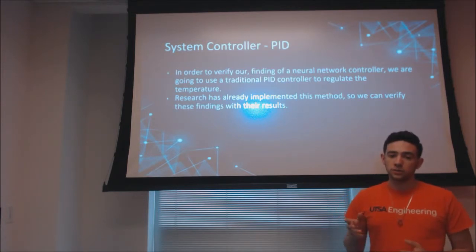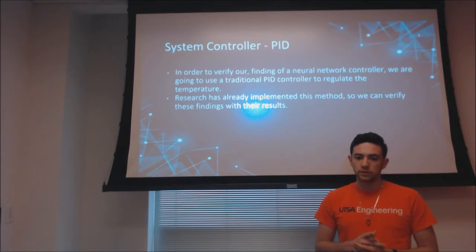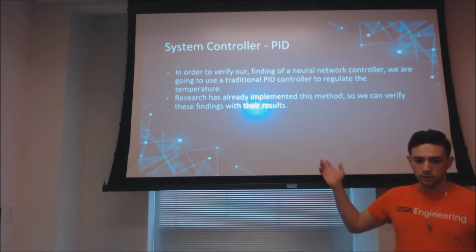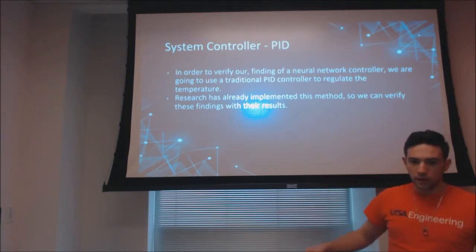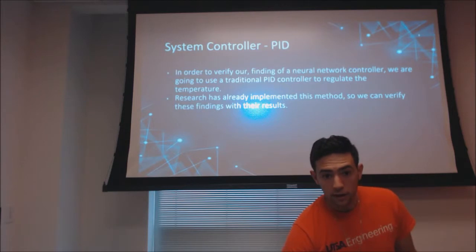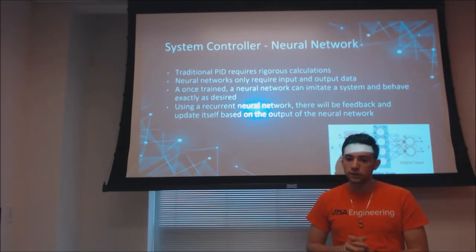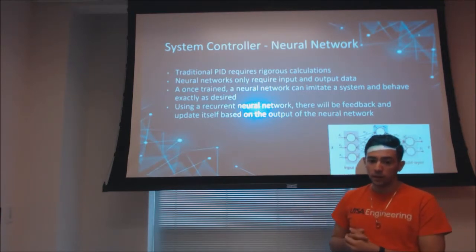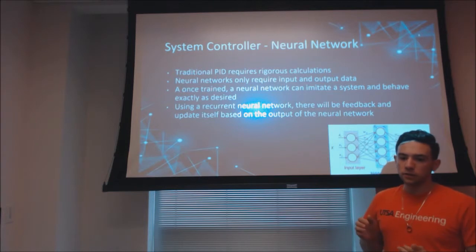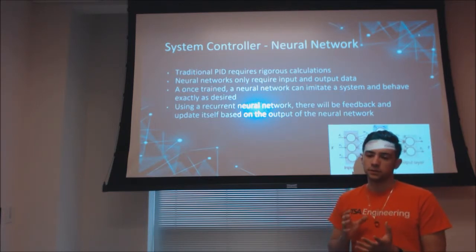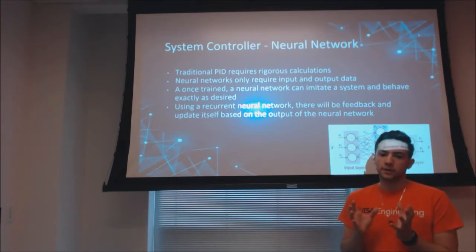A PID controller requires rigorous calculations and properties of the material to be known in order to design a controller, such as the one Tommy was mentioning. So in order to forget these properties and to be able to model the heterogeneous surface, we plan on using a neural network. The glory of using a neural network controller is that we don't have to know the actual system to control it. It's almost like a black box.